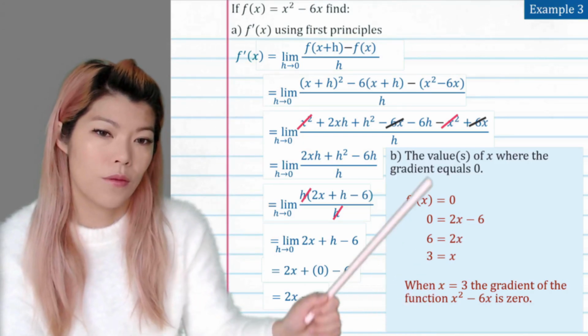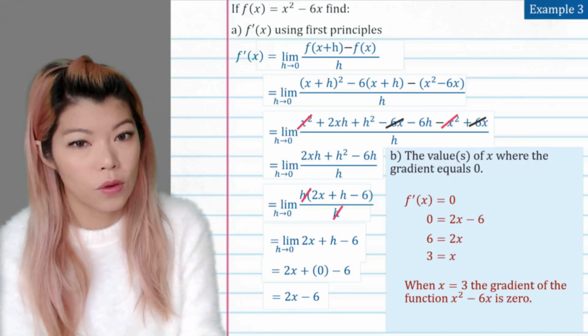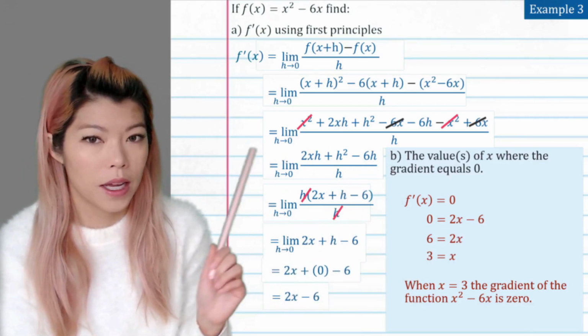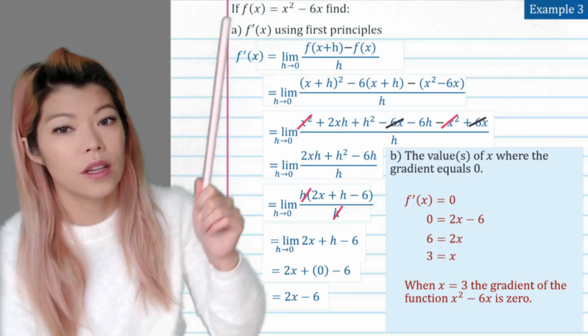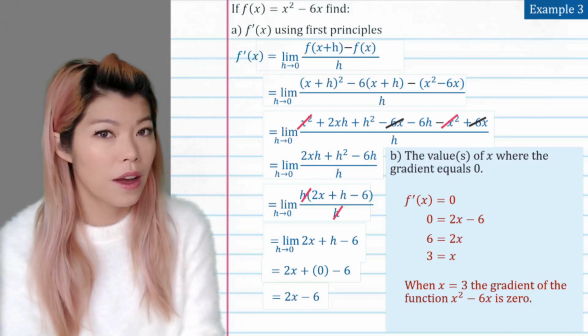Now notice I didn't find the y value because the question is just asking for the x. But if I ask you for the coordinates for when the gradient is 0, then you find the same thing, the x value first, and then you plug it in where? How do you find the y value? Into the original equation. Because if you plugged into this equation, you would find the gradient.